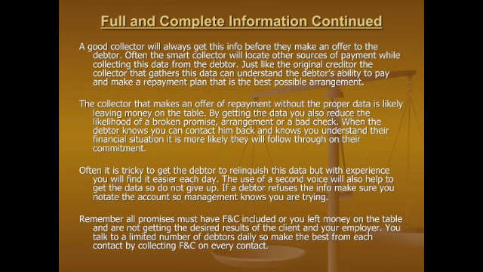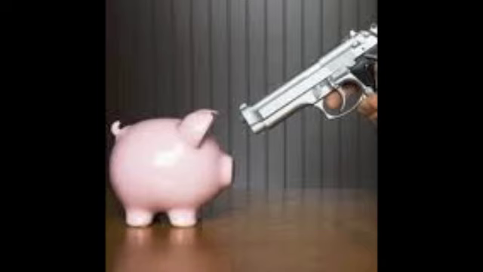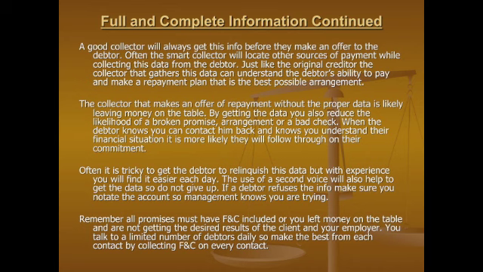Often it's tricky to get the debtor to relinquish this information. The use of a second voice can also help you to get this information. If a debtor refuses to give you this information, make sure that you are using a second voice, that you put someone else on the phone that's going to help them to understand the urgency of why they should give this information. Remember, all promises must have full and complete information included, or you've left money on the table.